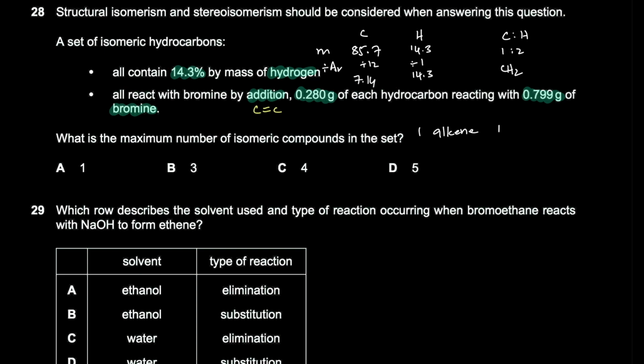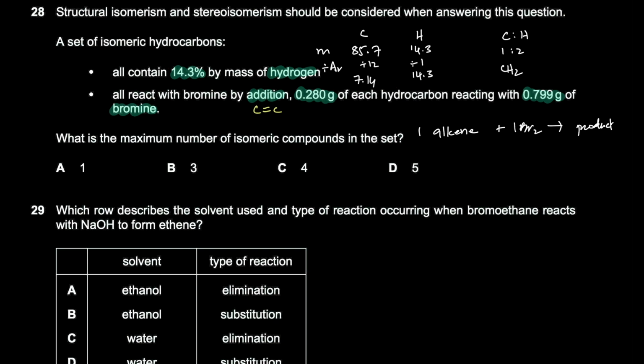So we know that 1 mole of alkene reacts with 1 mole of bromine to give us the product. Again, the reason we know 1 mole of alkene reacts with 1 mole of bromine is because we know that the alkene just has one double bond. One double bond reacts with one bromine molecule.